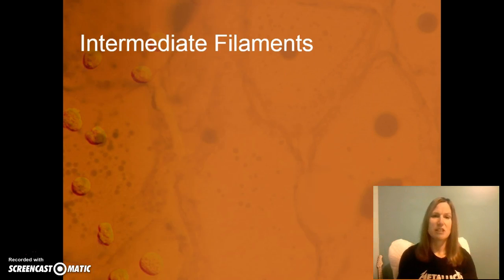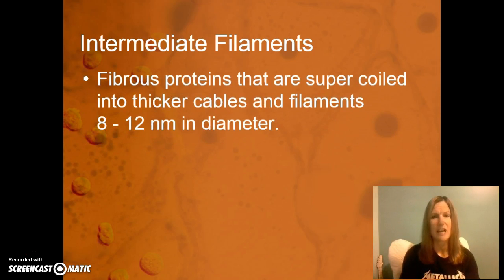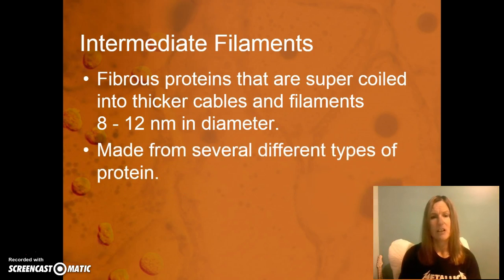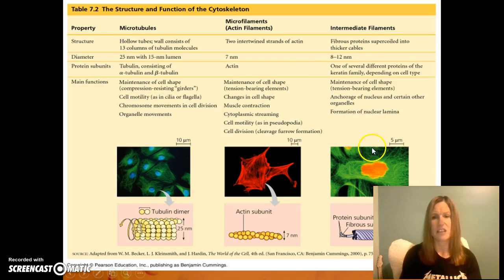The last part of the cytoskeleton that we're going to look at are the intermediate filaments. And these guys are called intermediate filaments because they're right in between microfilaments and microtubules when it comes to size. So they are fibrous proteins that are supercoiled into thicker cables and filaments, and they're 8 to 12 nanometers in diameter. They're made from several different types of protein. And again, let's take a look at them on our table. The proteins are supercoiled, so they are slightly larger than the microfilament, but not as large as a microtubule.